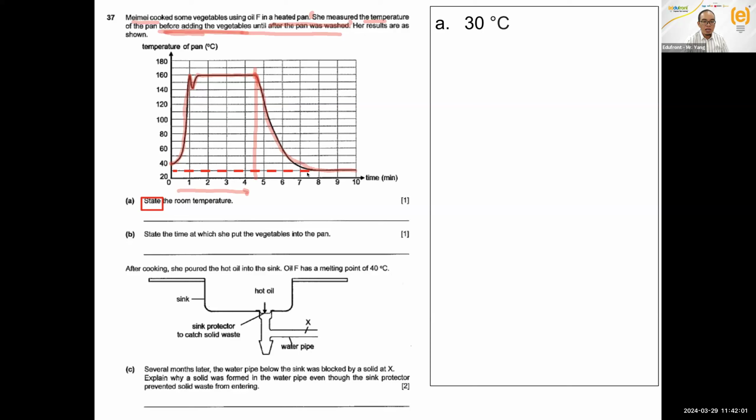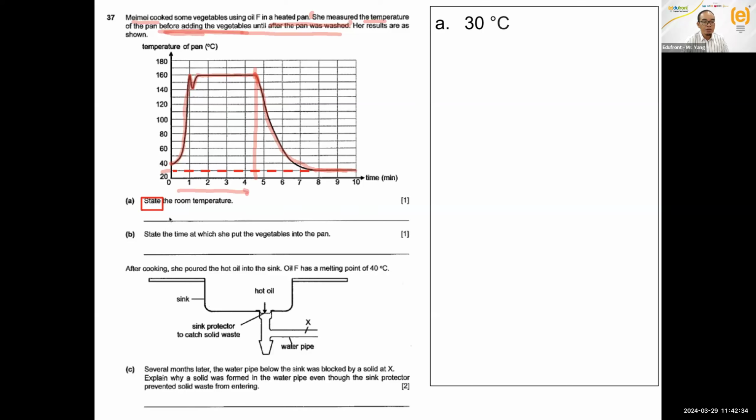If we draw a dotted line on the side here, you can see between 20 and 40 degrees Celsius, what is 30 degrees Celsius? This is the room temperature. Understand, everyone? You must be able to interpret the graph. It's not that easy, it's very tricky, but it carries a 1 mark question. So this is part A. Now B, state the time in which she put the vegetable into the pan. This one I already gave you some clues just now. Actually, I gave you the answer just now.